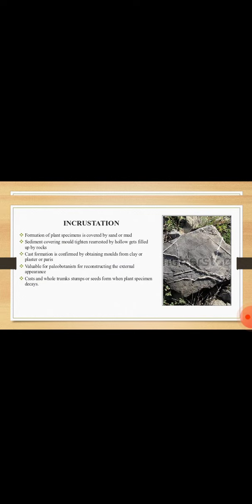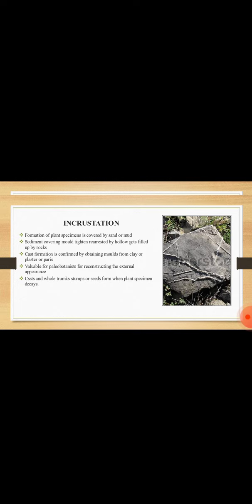The next preservation is through incrustation. These are one of the commonest types of fossils. In their formation, the plant part gets covered by sand or mud. Then the covering sediment of the mold becomes hard and the plant material inside rots away, leaving a hollow. The space formerly occupied by the plant, which is now represented by a hollow, gets filled up by some rock-forming material.